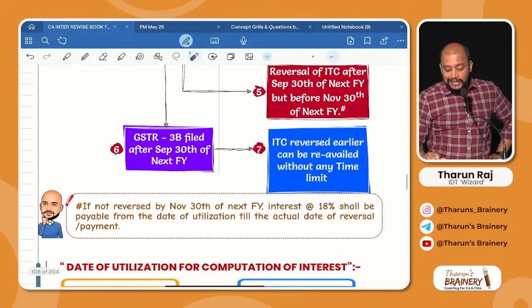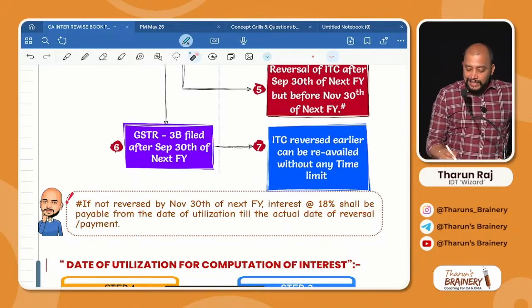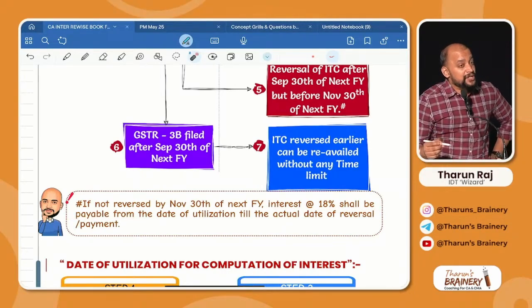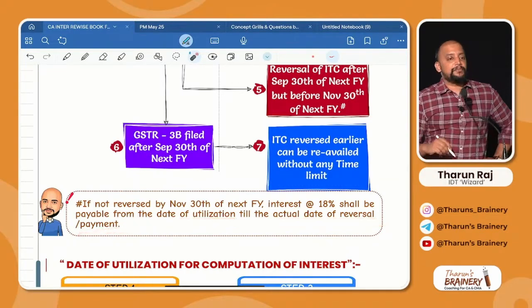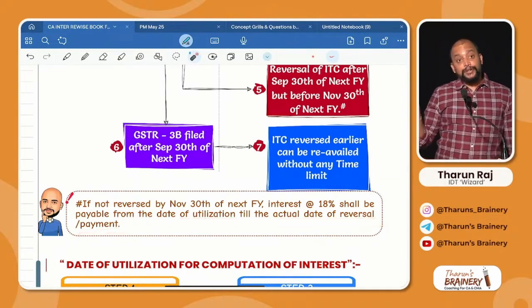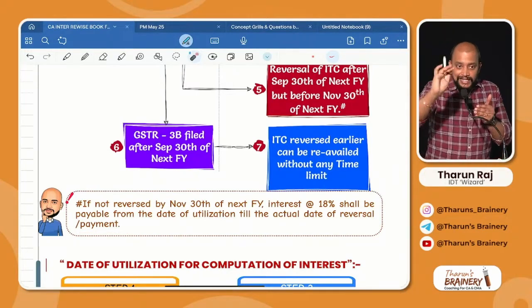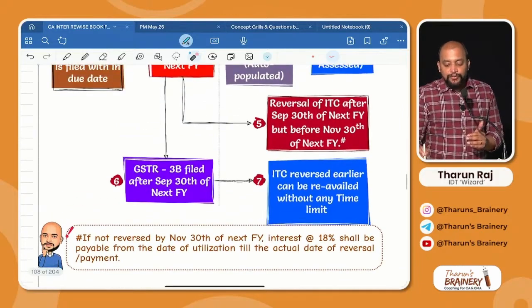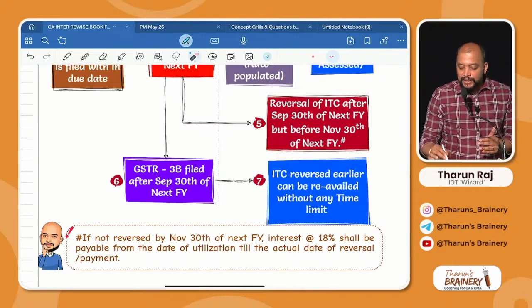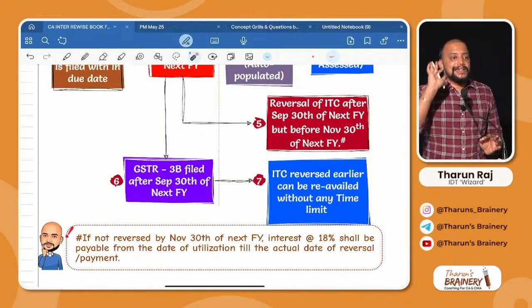If he misses it, see there, if not reversed by November 30 of next financial year, interest at the rate of 18% shall be payable. From which date to which date? From the date of utilization till the date of reversal or payment. You got it? Sir, what is the meaning of date of utilization? That's there in the next part. We will see that, but let's try to understand this first. So if not reversed by November 30th, the recipient has to pay interest. If reversed by November 30th, no problem, no interest, just the ITC will be reversed.